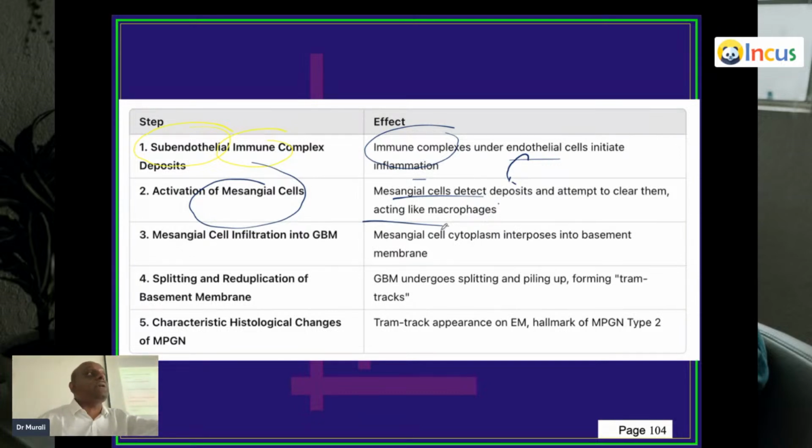That will lead to mesangial cell infiltration into the basement membrane. So the mesangium, with a good intention, wants to clear those subendothelial deposits. In the process, what will it do? It will unzip the basement membrane and split it. That gives the tram track appearance, which is the hallmark of MPGN, type 1 in particular.